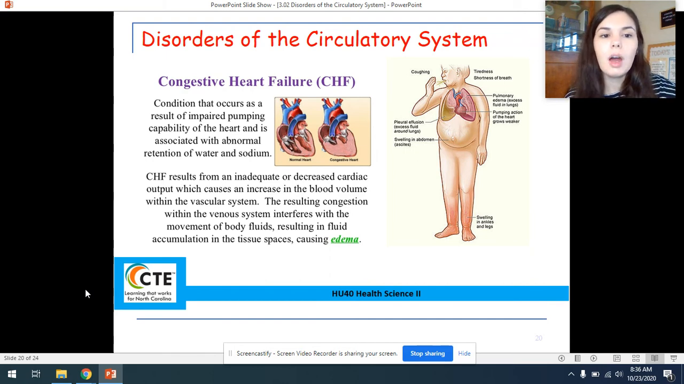properly. Congestive heart failure eventually leads to death if not treated, because slowly your heart is not going to be able to keep up with the needs of the body and it will eventually just stop working.